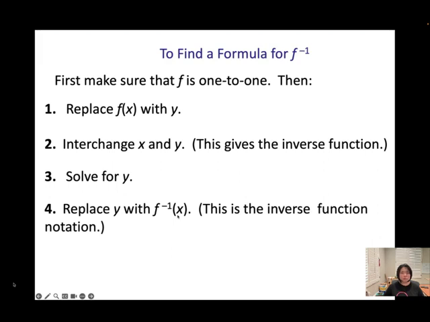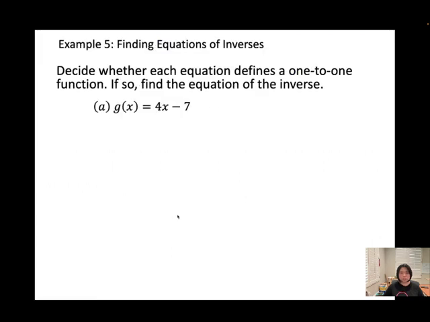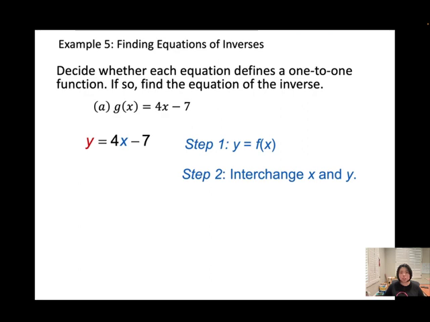Let's try this one. Decide whether each equation defines a one-to-one function. If so, find the equation of the inverse. So step 1, we replace g of x with y. So we have y equal to 4x minus 7. Then step 2, interchange x and y, so y becomes x and x becomes y here. Step 3, solve for y here.